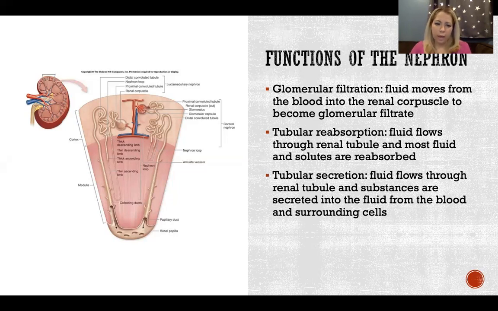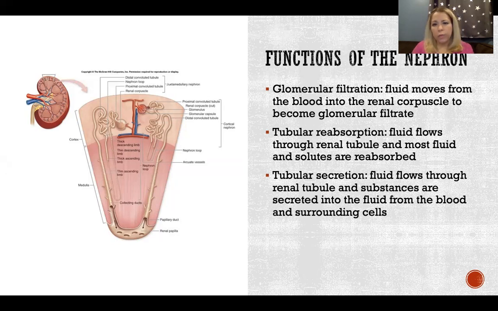Now, at the same time, while that fluid is moving through the whole tubule, most of the fluid and ions and all sorts of things are being reabsorbed. And at the same time, tubular secretion is happening, where the surrounding cells are also secreting substances back into the filtrate so that it can be removed from the body as urine. So fluid flows through the renal tubule and substances are secreted into the fluid from the blood and the surrounding cells.